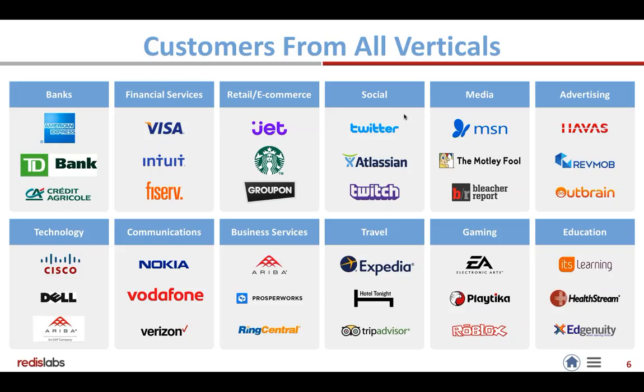Groupon uses us for fraud detection in real time and also for recommending products to their customers. MSN, a Microsoft property, uses Redis across all their properties to cache the users and do the session management.